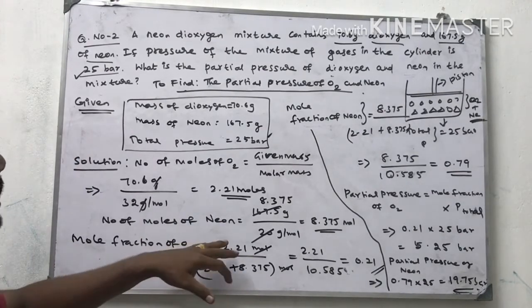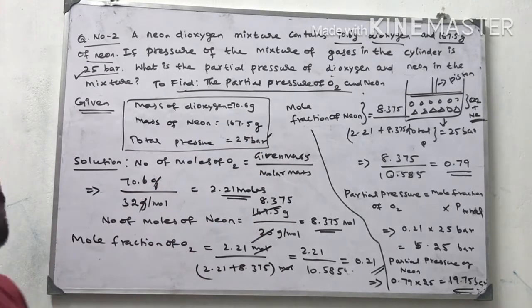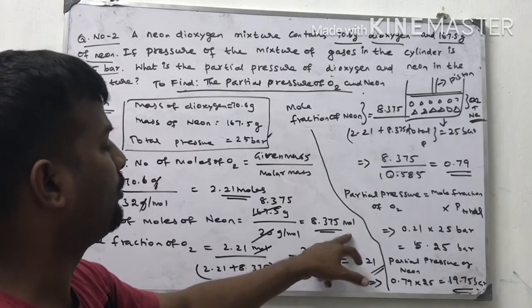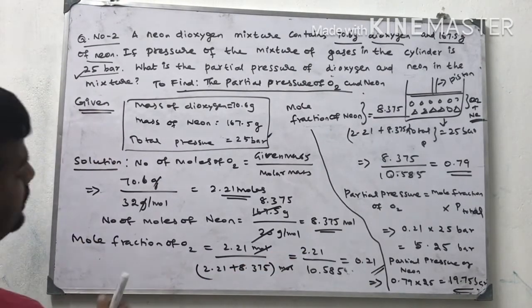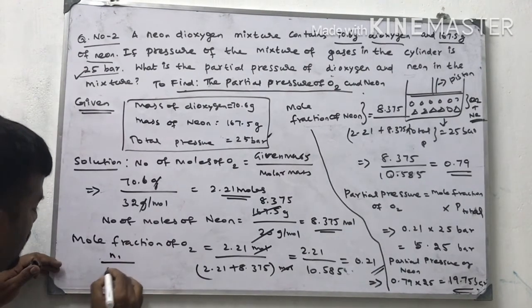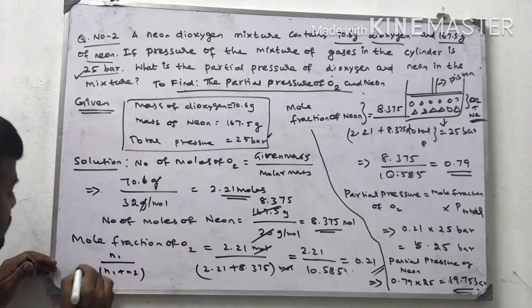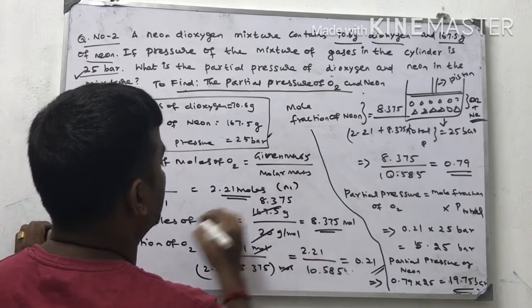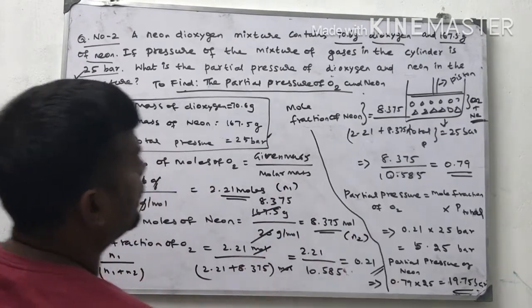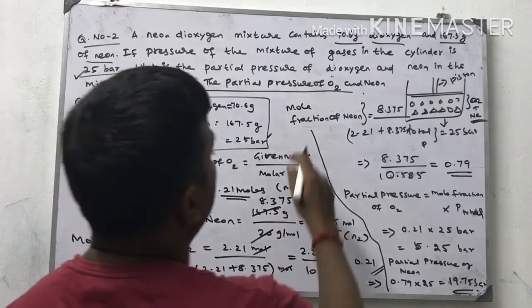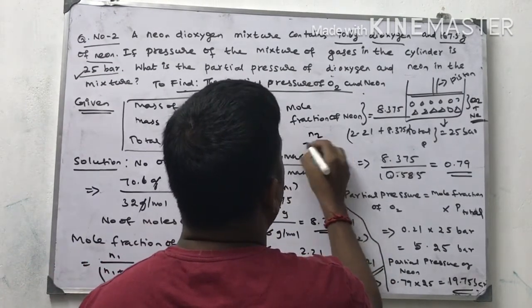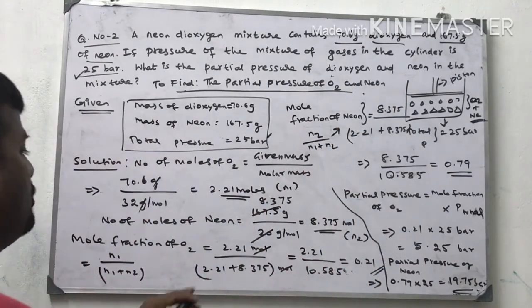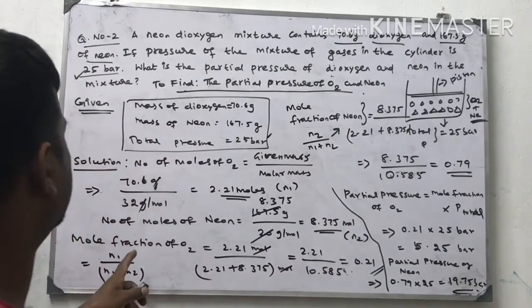Next, number of moles of neon is equal to given mass, this one, divided by molar mass of neon, which is 20 gram per mole. Dividing, you get 8.375 moles. Mole fraction of oxygen is equal to that simple formula N1 by N1 plus N2. N1 is the number of moles of oxygen, and this we take as N2. This is the formula. Substituting the values, we get 0.21 as the mole fraction of oxygen.